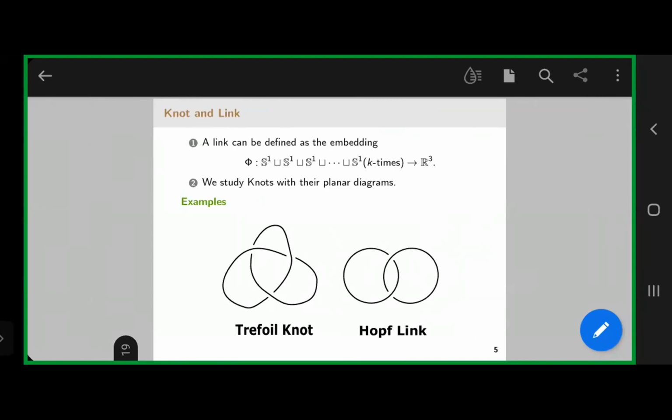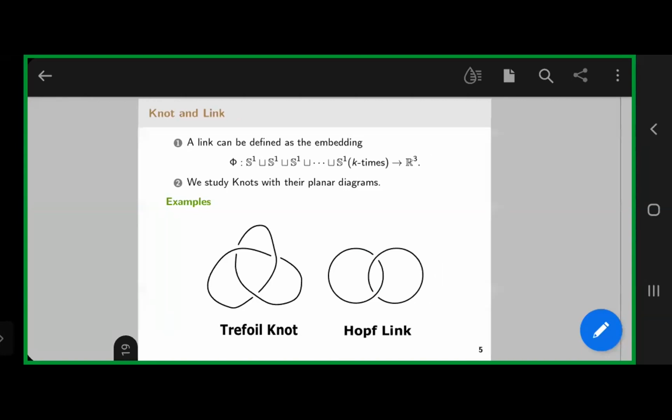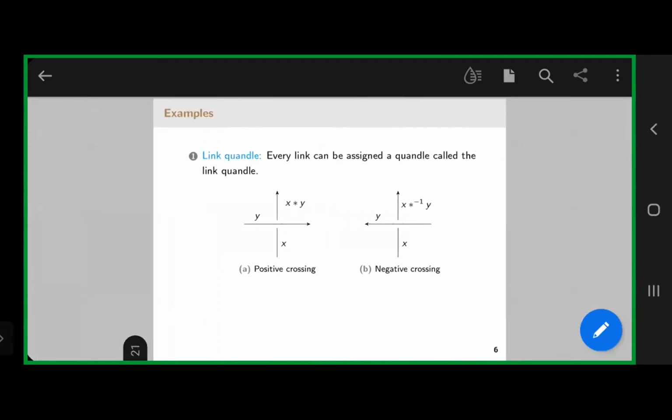Now, this is a link or not. How do you connect the Quandle here? That's a key idea to making this field great. Whenever you have a knot diagram, locally at every point, it looks like a crossing. At every crossing, you define a relation like this.